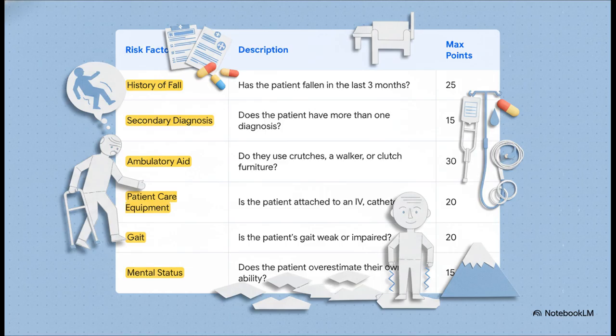You also have to consider patient care equipment. IV poles, catheters, all those things that can become tripping hazards. That's another 20 points. And finally, we look at their gait. Is it weak or unsteady? And their mental status. Do they maybe overestimate what they can safely do? Each of these gives us a crucial piece of the puzzle.